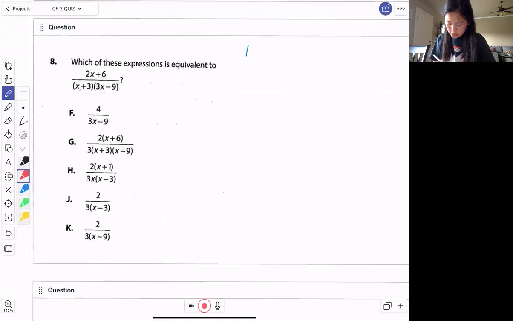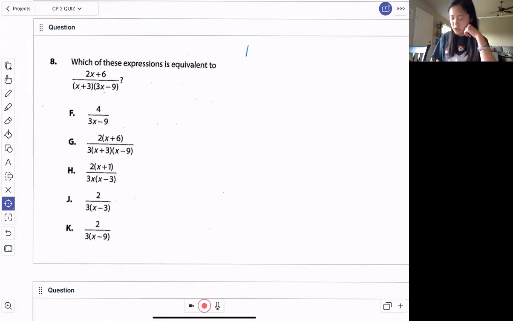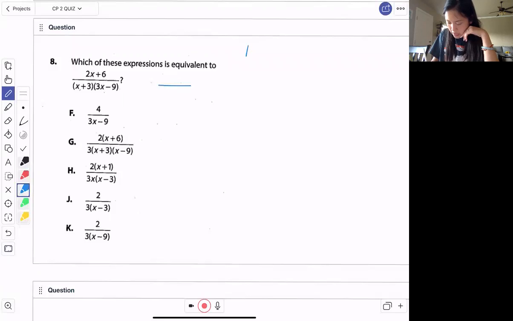So for 8, it says, which of the expressions is equivalent? All right, so we have an algebraic rational expression and one of these. Looking at the answers, I'm thinking I probably need to factor a little bit on the top and bottom. Like this is a 2 and a 6, and so I can pull out probably a 2 on the top because 2 and 6 both are divisible by 2. So that would leave me with an x and a 3 because 2 times x is 2x and 2 times 3 is 6.